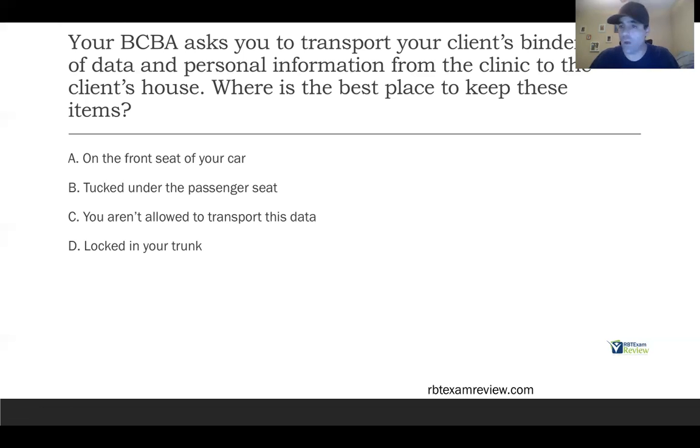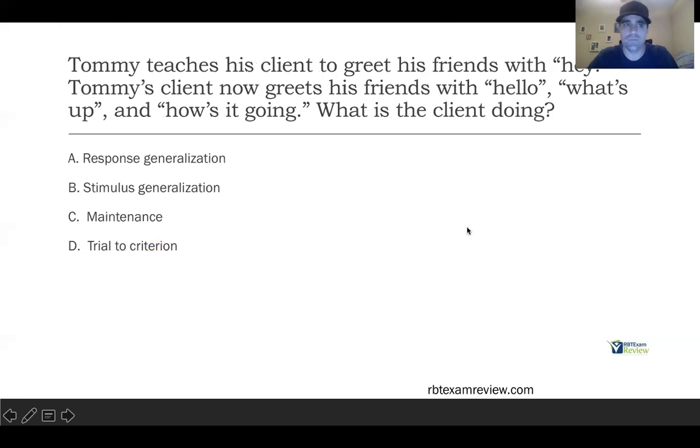It's locked away in your trunk. At least it's protected. Now, of course, there are more secure ways you could keep the data, in a lockbox or whatever. But given this scenario, locked in your trunk is better than the three alternatives. This is the best way you're protecting privacy, protecting this data, being responsible. So D, locked in your trunk.